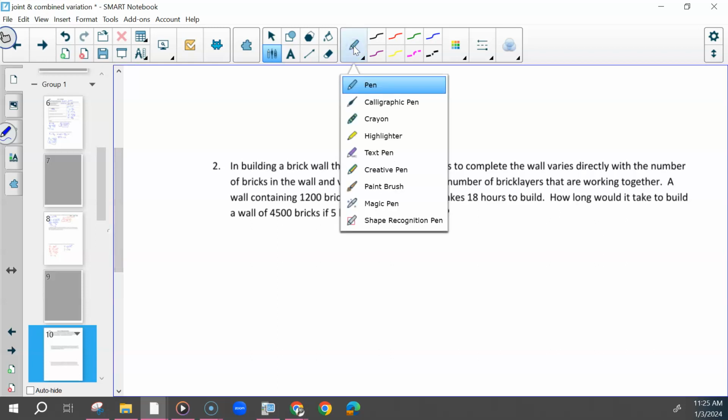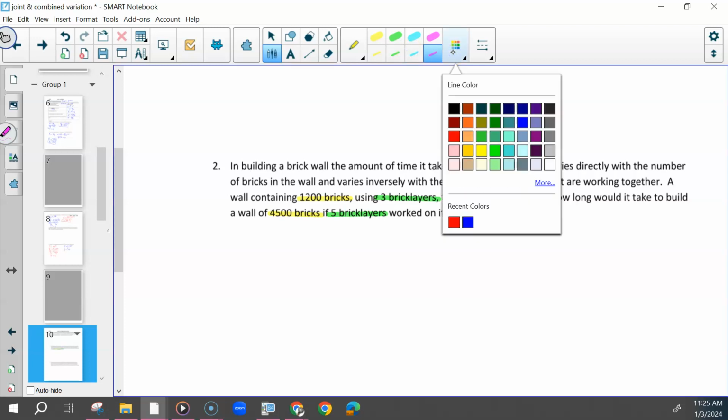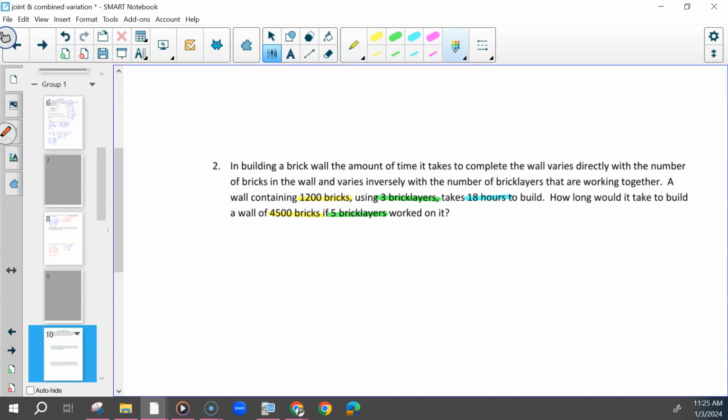Say that back in the class. What's important here? Okay. So 1,200 bricks, 4,500 bricks, 3 bricklayers, 5 bricklayers, 18 hours. Any other things important? Varies inversely. And how long would it take? Varies directly. And how long would it take? So we know what we're looking for.